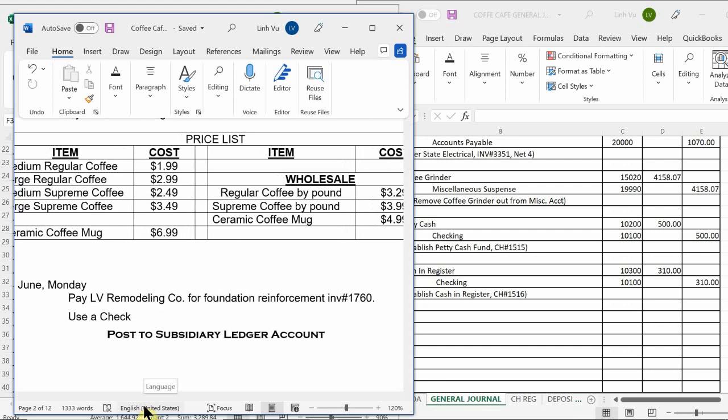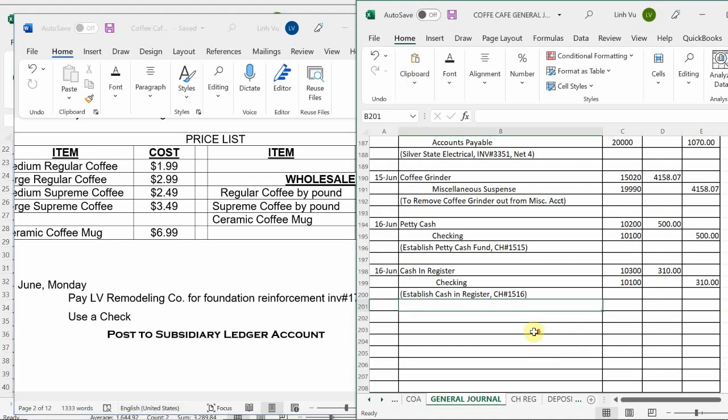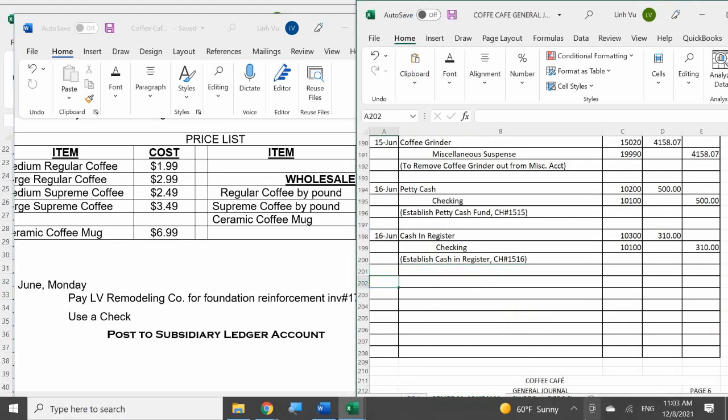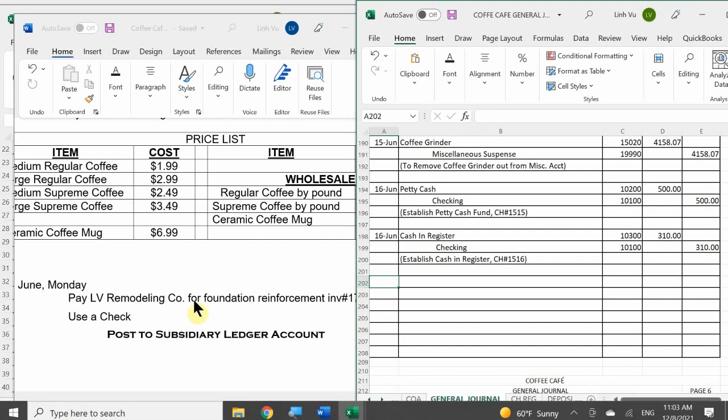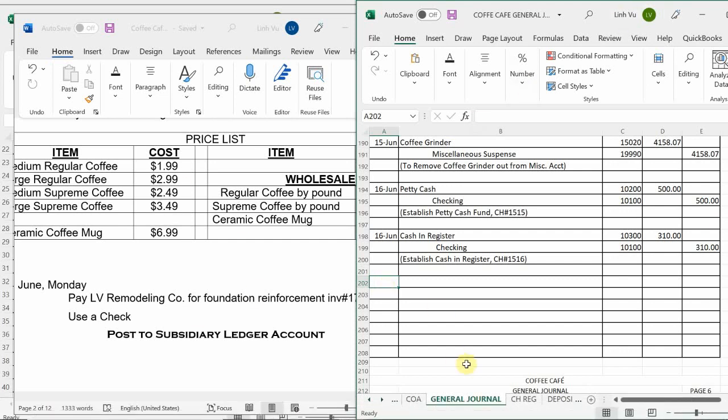Now, let's journalize this. We would use accounts payable and checking. Accounts payable and checking, for 6/17. Account numbers 20,000 and 10,100.